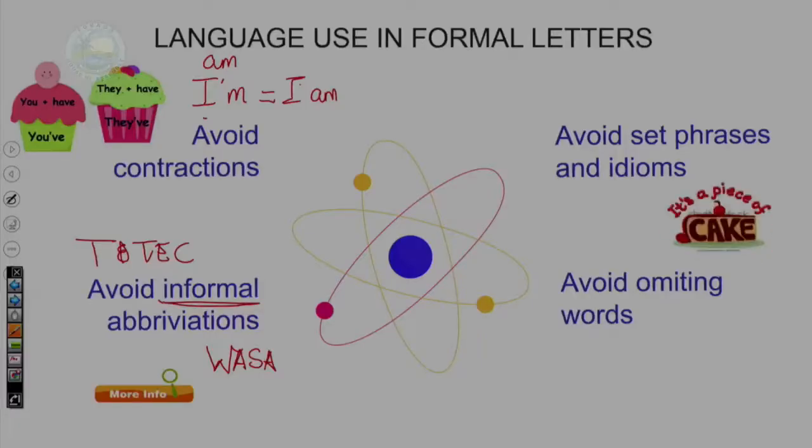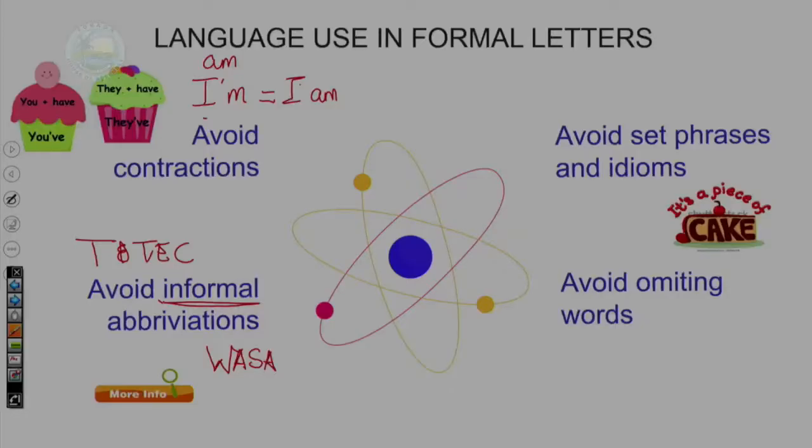Then we want to avoid set phrases and idioms. Don't worry about the proposal. It's a piece of cake. It's a piece of cake is an example of an idiom. We want to avoid that. He's a pain in the neck. We want to avoid those idioms. You want to be able to be very clear and very articulate in what it is you're writing.